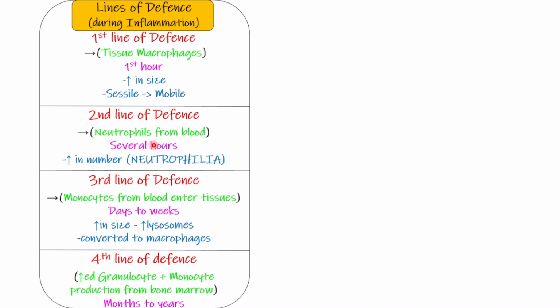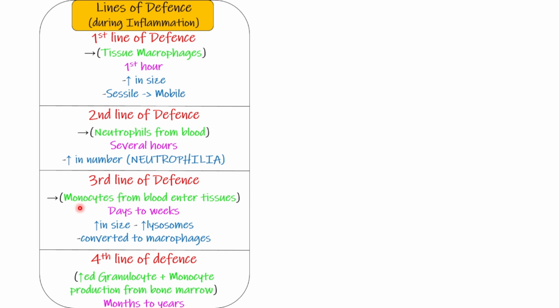Then what will happen to the neutrophils? The neutrophils will increase in number, which is known as neutrophilia. What is neutrophilia? Increase in the number of neutrophils is neutrophilia. So the second line of defense, which is activated after a few hours, which is basically neutrophils moving from blood into the tissues, those neutrophils will increase their number, which is neutrophilia.